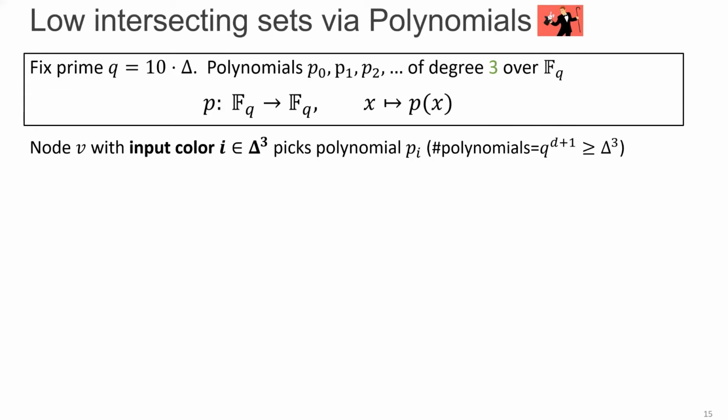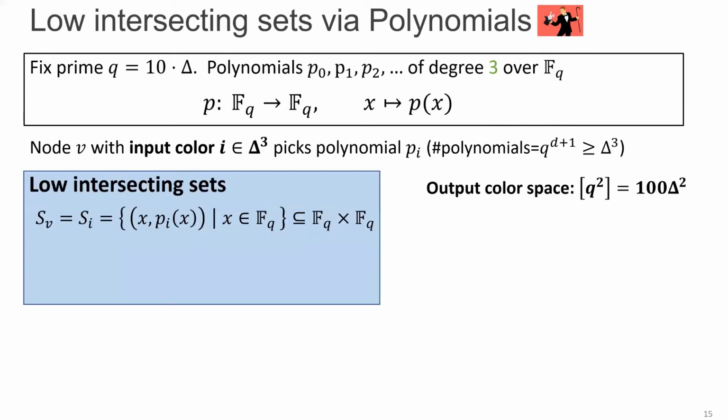And now once every node has this polynomial, you can very easily compute these sets. The set of a node with color i is just going to be the evaluation of its polynomial at all of its points. So you write down the evaluation as (x, p(x)).